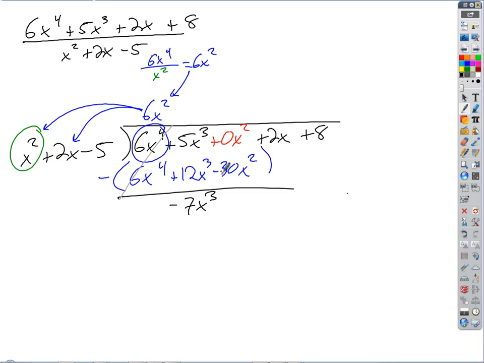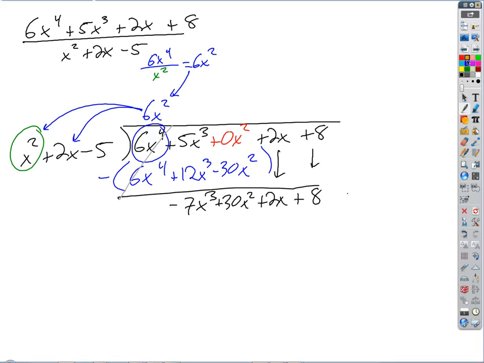Think carefully. 30x squared. Positive 30. If I subtract a negative, I'm adding, right? So I'm going to get plus 30x squared, and then I just bring these other terms down, and now what? Divide by the next term. Go again. Yeah. How many times does x squared divide into 7x cubed?